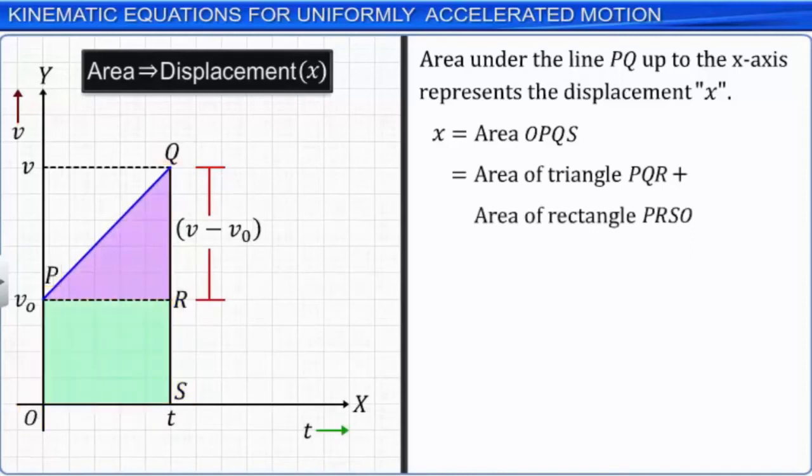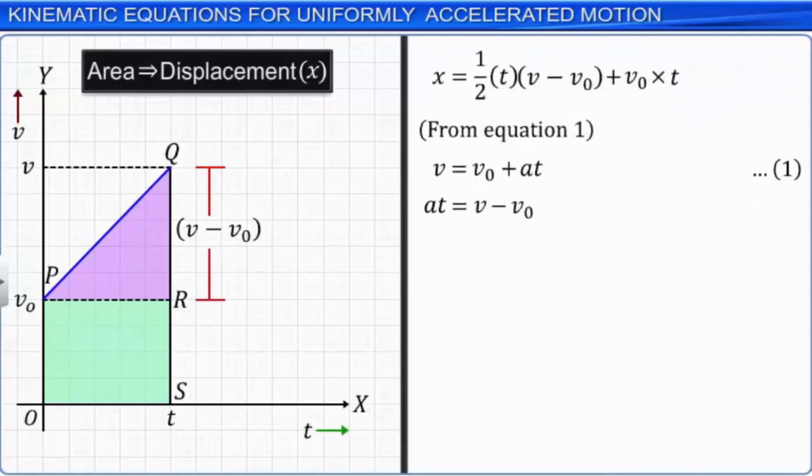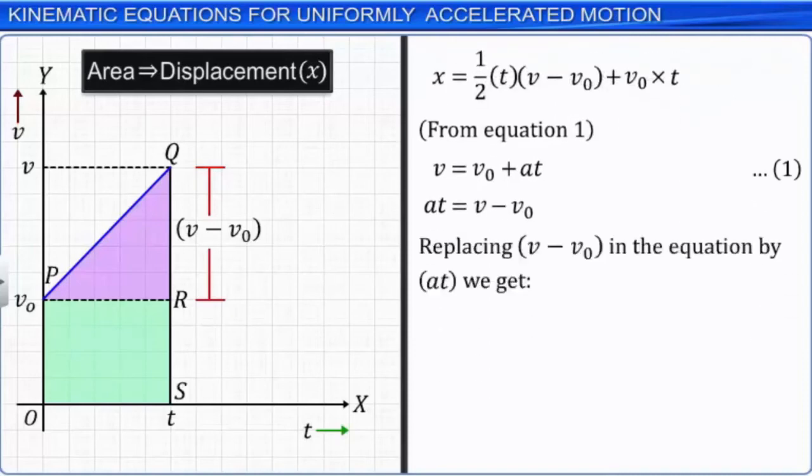From equation 1, the value of v is the sum of v naught and the product of a and t. Here, the product of a and t can be derived as the difference between v and v naught. Now, replacing v minus v naught in the equation by a t, we get x is equal to v naught into t plus half a t square. This is equation 2 of motion.